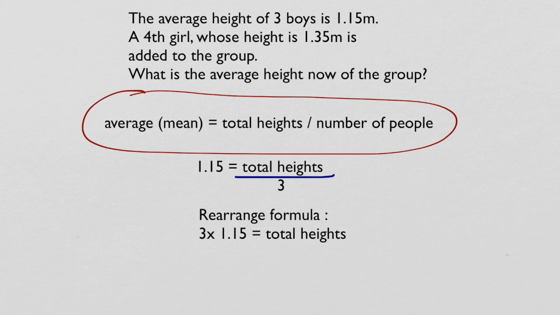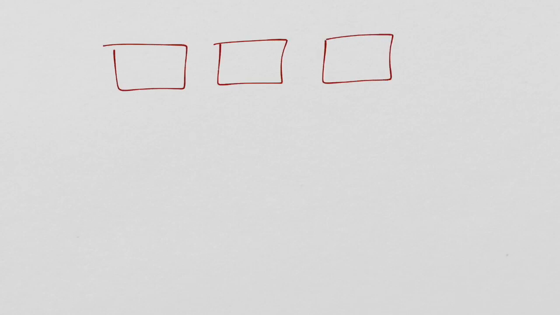So the total heights of everybody in the group would, if there are 3 boys and the average height is 1.15, then the total height would be 3 times 1.15, which equals 3.45. So I'm going to draw out a little model to represent that. 3 boxes for the 3 people, and each one on average is 1.15 meters. In reality, I'm sure those 3 boys are not 1.15 meters tall, but we're talking about averages. So it doesn't matter their individual heights, just that on average, they are each 1.15 meters.